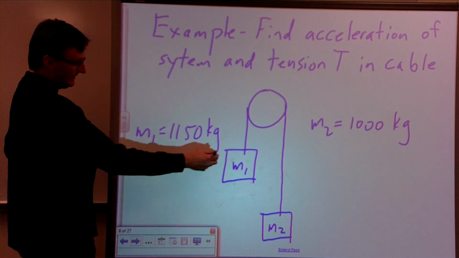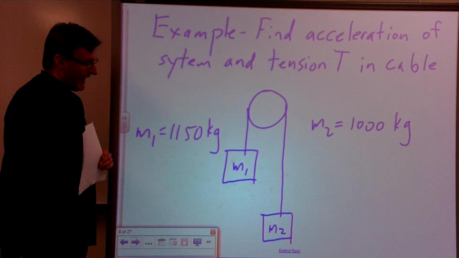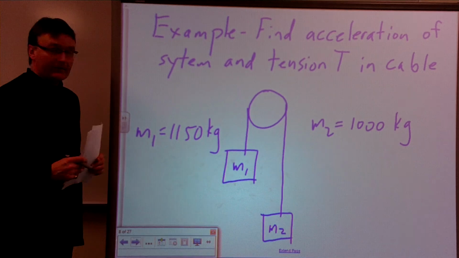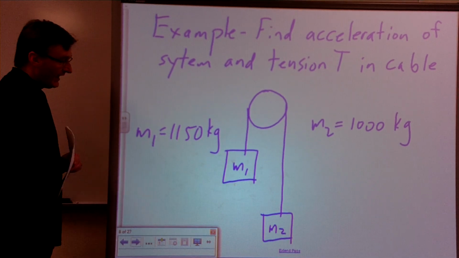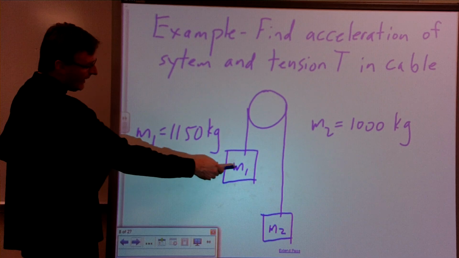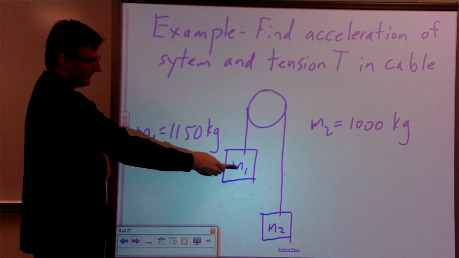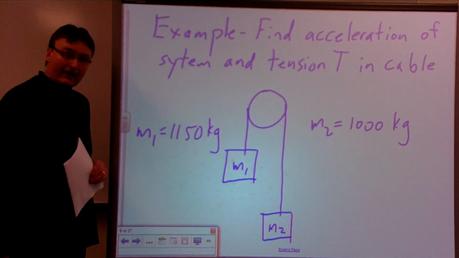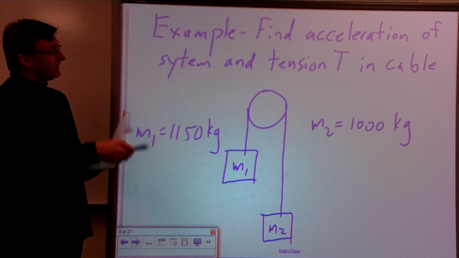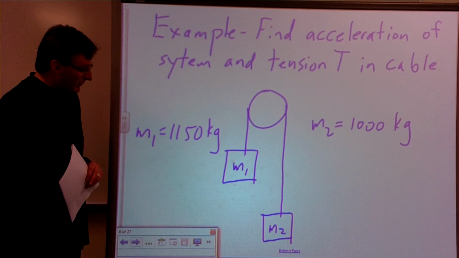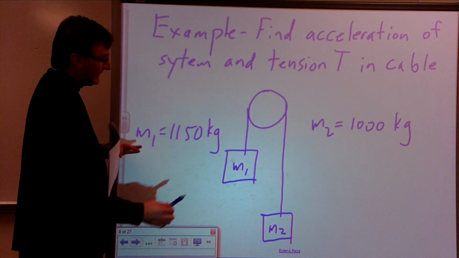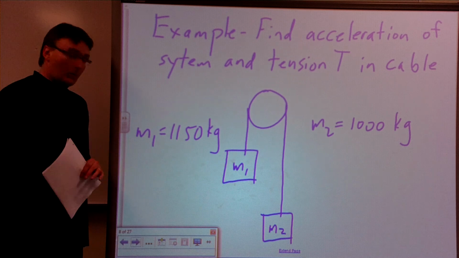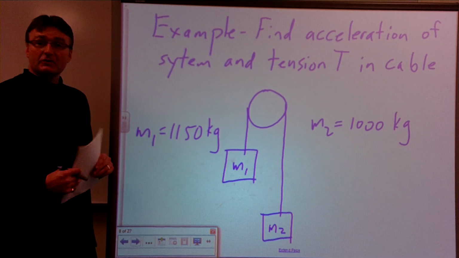So let's say the elevator car has a mass of 1,150 kilograms, and its counterweight has a mass of 1,000 kilograms. And so you can see right away that if you need to lift this mass right here, it would be a whole lot easier to do when you have a 1,000 kilogram counterweight on the other side. But we're not really looking at that specifically right now. What we want to do is look at the acceleration of the system based upon the masses that we have here. And there's a way of doing this which makes good use of algebra once again.